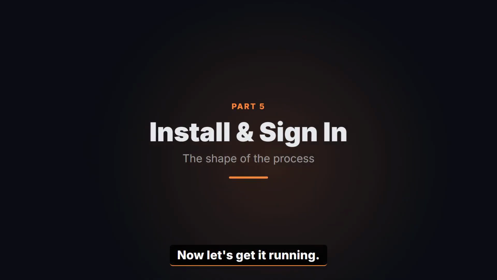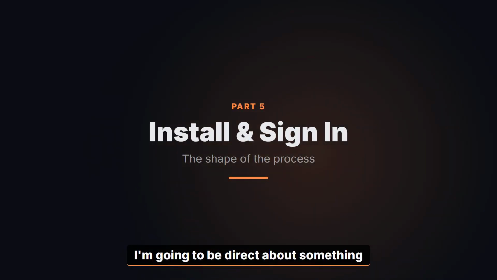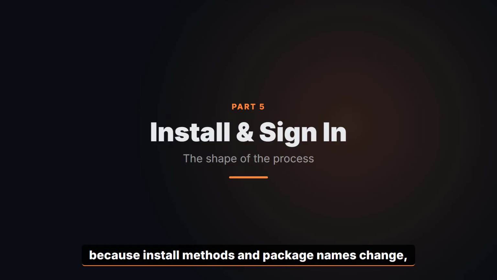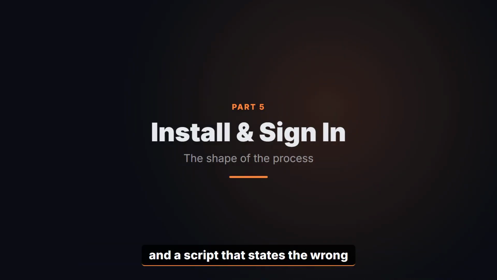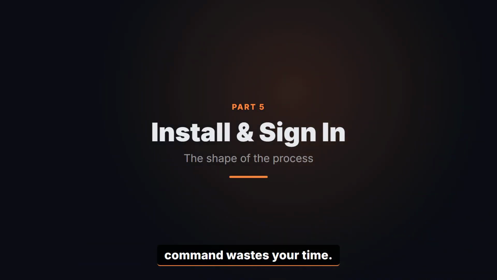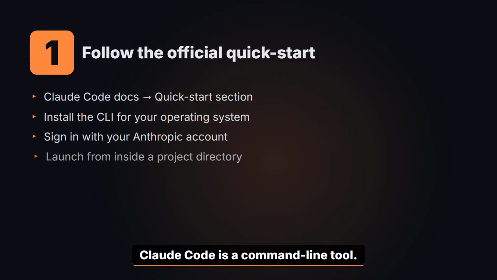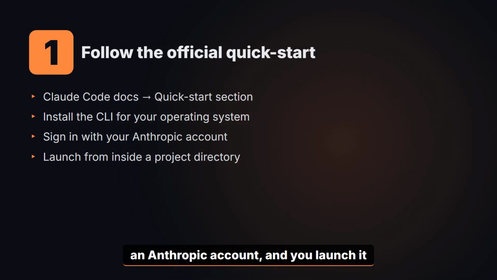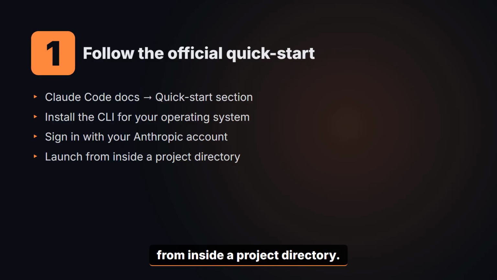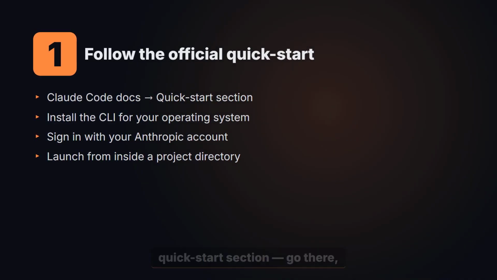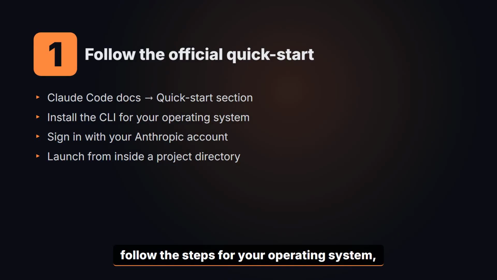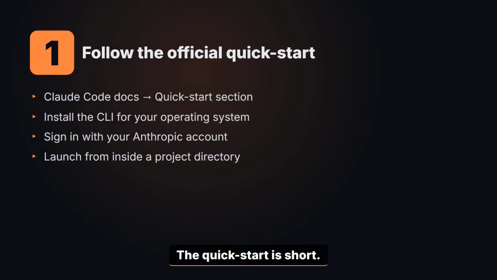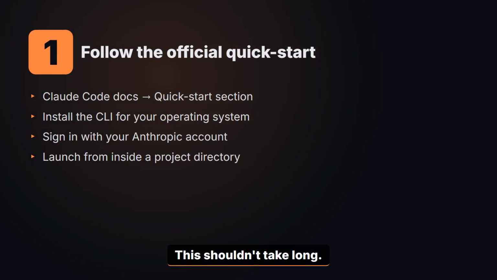Now let's get it running. I'm going to be direct about something first. I'm not going to give you the exact install command here, because install methods and package names change, and a script that states the wrong command wastes your time. Claude Code is a command line tool. You install it, you sign in with an Anthropic account, and you launch it from inside a project directory. The official Claude Code documentation has a quick start section. Go there, follow the steps for your operating system, then come back. The quick start is short, this shouldn't take long.